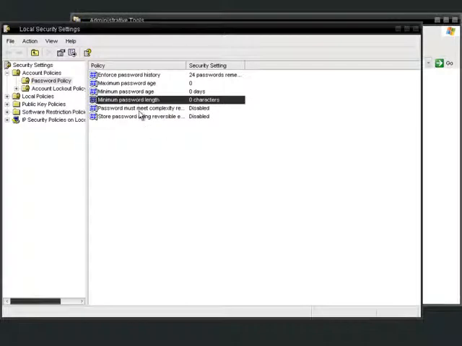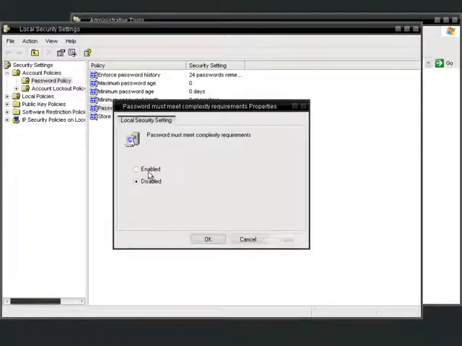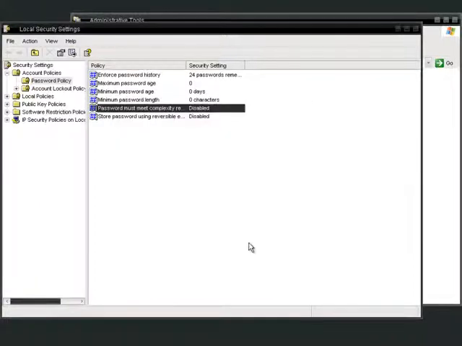Complexity requirements are set using the option that the password must meet complexity requirements. In this way, we can set the strength of the password as per our requirements using the password policy.